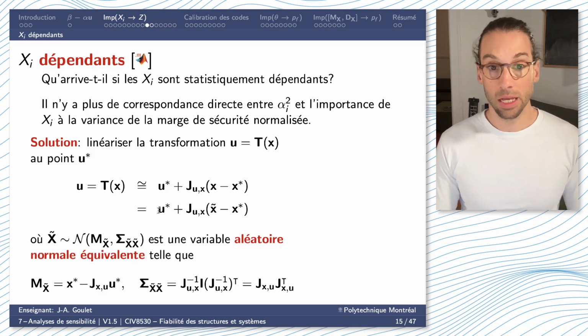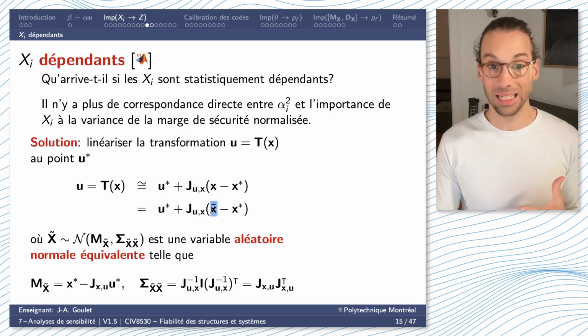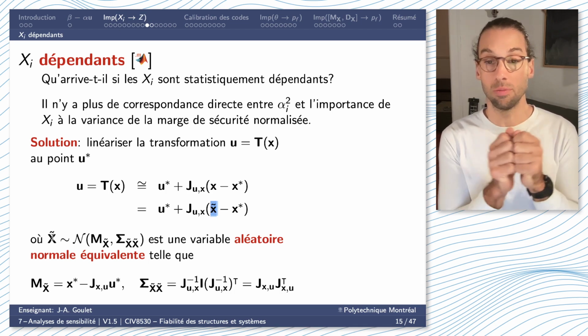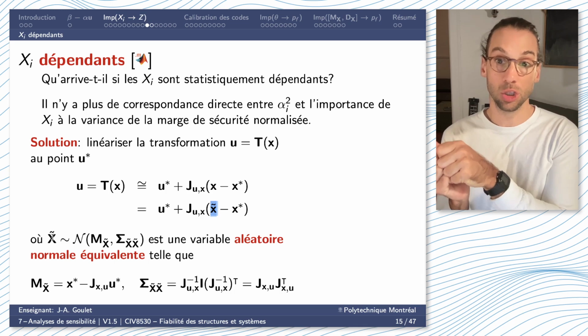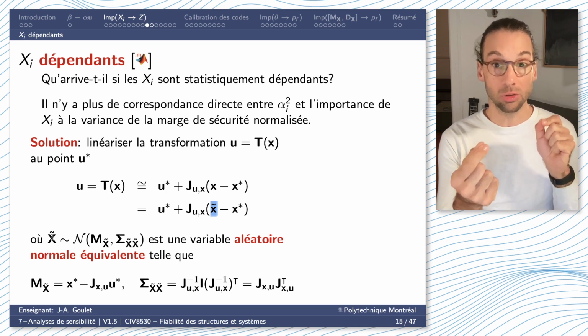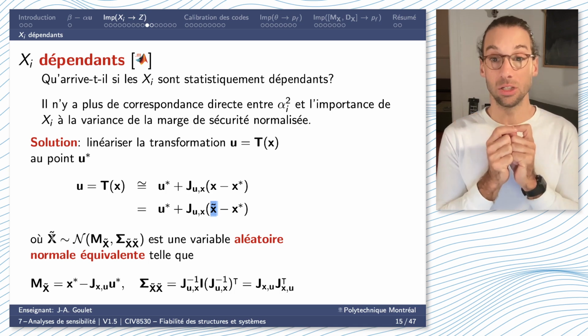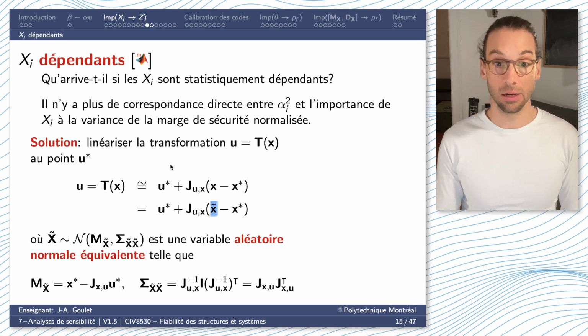I'm going to do the same thing here, where x is going to be the equivalent normal random variable. This is what it means. This is going to be the one that results from transforming from the standard normal space to the equivalent original space. But instead of going through the real transformation between the two, I'm going to go through the linearized transformation that I've just defined here.